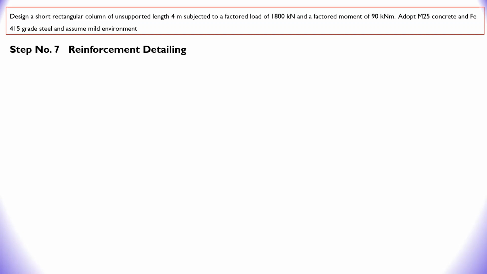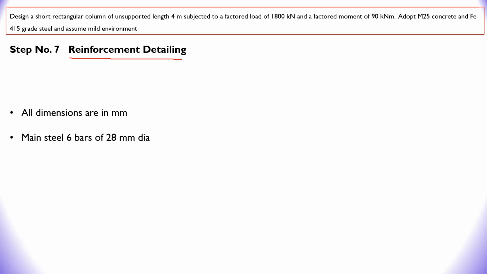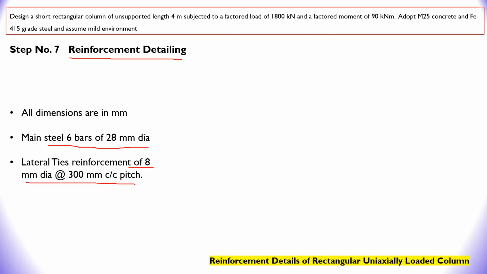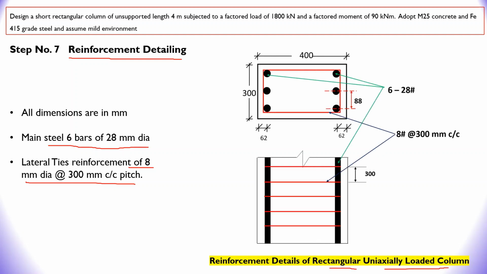Now in the last step of the design problem, we have to show the reinforcement details clearly. All dimensions again we are taking in millimeter. The main steel which we are providing, which we call longitudinal reinforcement, is 6 numbers of bars of 28 mm dia, and the lateral ties which we have decided are 8 mm dia at 300 millimeter center to center spacing. So here we are going to show the reinforcement details for a rectangular uni-axially loaded column. So you can easily see.